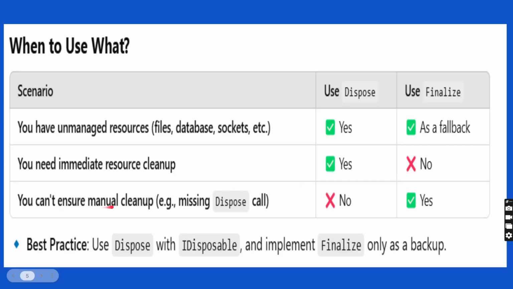If you can't ensure manual cleanup, for example a missing dispose call, if the dispose method is not called, then we have to use finalize. So in the file destructor, it automatically calls. Best practice: use dispose with IDisposable and implement finalize only as a backup.